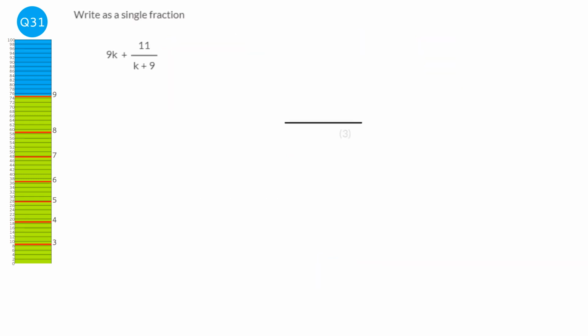When we add fractions or integers and fractions, we need the denominators of the fractions to be the same. And when we've got an integer, we just convert it to a fraction. Here we've got 9k, and we need to convert that to a fraction that is over k plus 9. The way we do that is we get the 9k and we times it by k plus 9 over k plus 9. Effectively, k plus 9 over k plus 9 is just 1. So we're doing 9k times 1, so we're keeping it the same. We're keeping it as 9k.